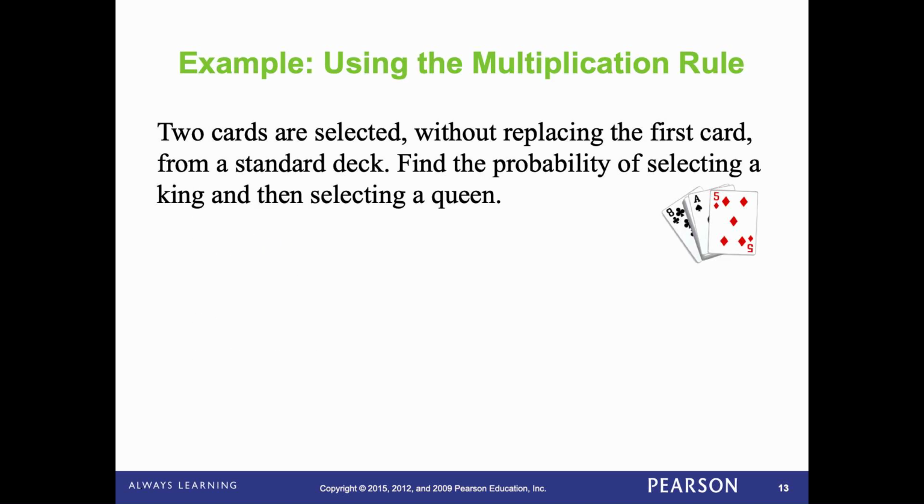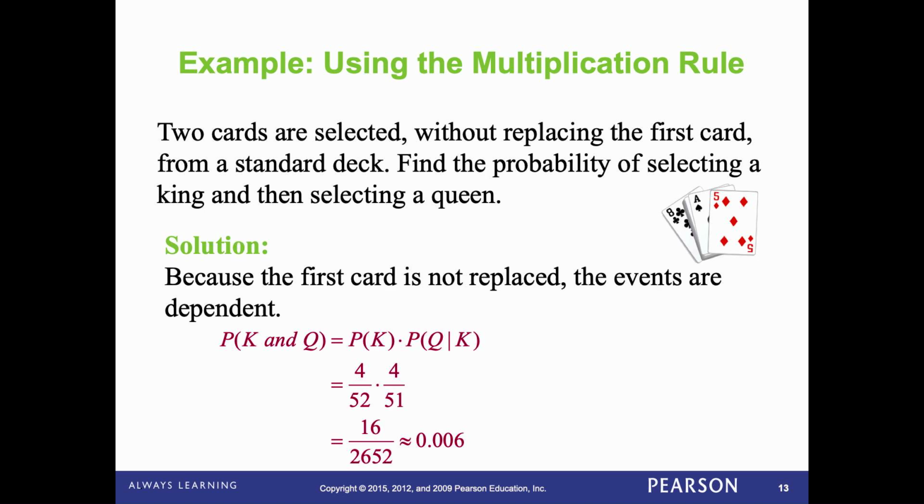All right, so here's an example. Two cards are selected without replacing the first card from a standard deck. Find the probability of selecting a king and then selecting a queen. All right, so what's the probability of selecting a king? It's 4 out of 52. And what's the probability of selecting a queen, given that you've already selected a king? We've learned that was 4 out of a deck of 51 now, because you didn't replace the king.